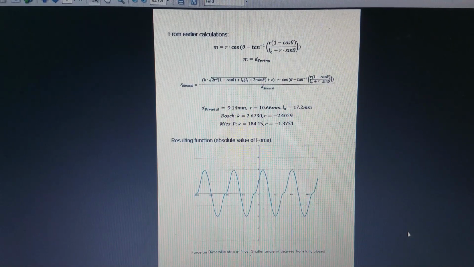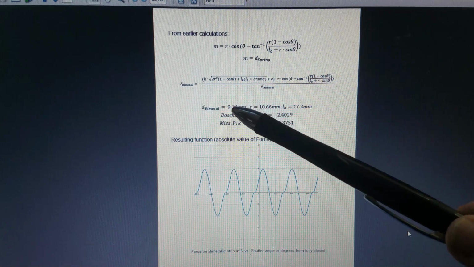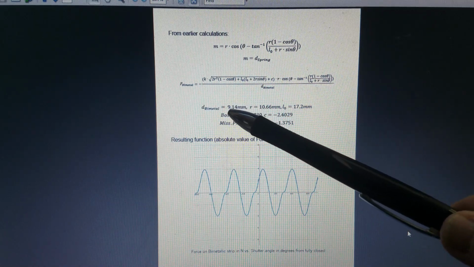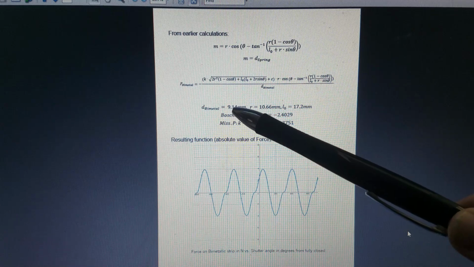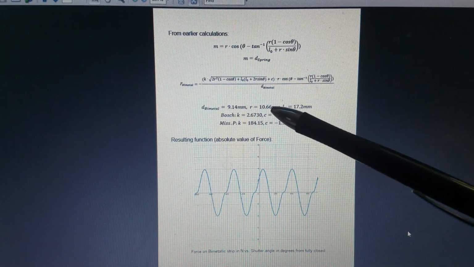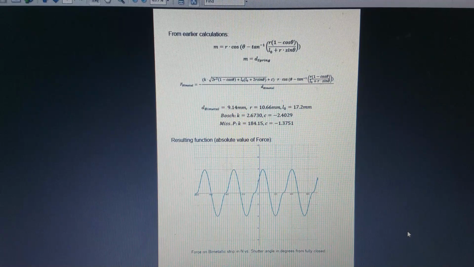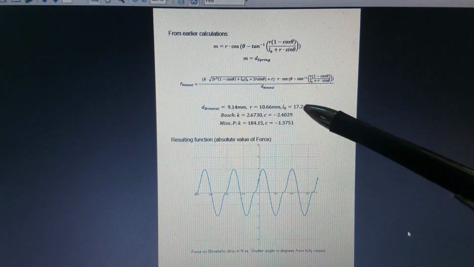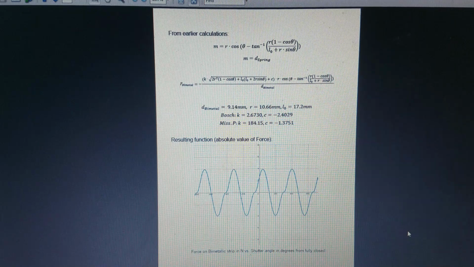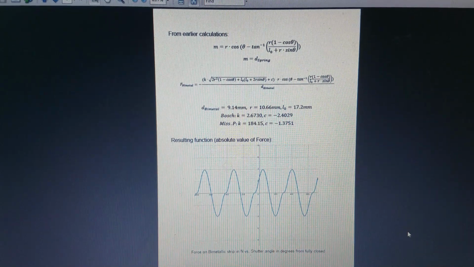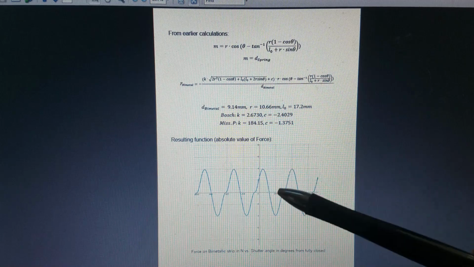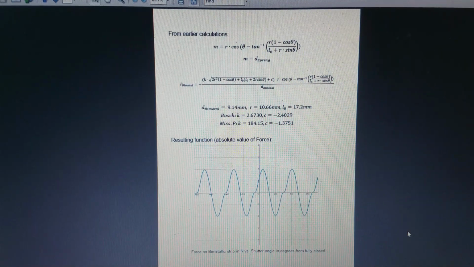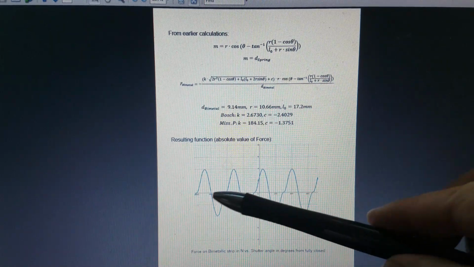And if I put my numbers in, the moment arm of the little finger is 9.14 millimeter away from the center of rotation, and the radius is 10.66 millimeter, and the unextended length, or the basic length at closed shutter, is 17.2 millimeter. And that gives this function, and I have turned it around, of course, since the force of the bimetallic strip goes in the opposite direction, it would technically be negative, but I went for absolute value here. So this is what this function looks like.